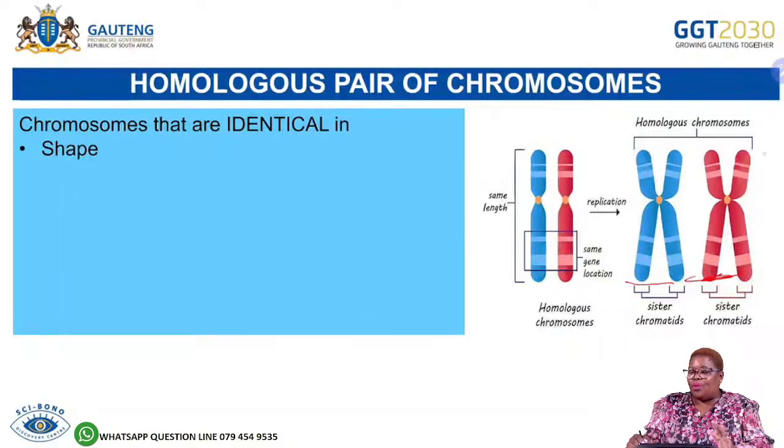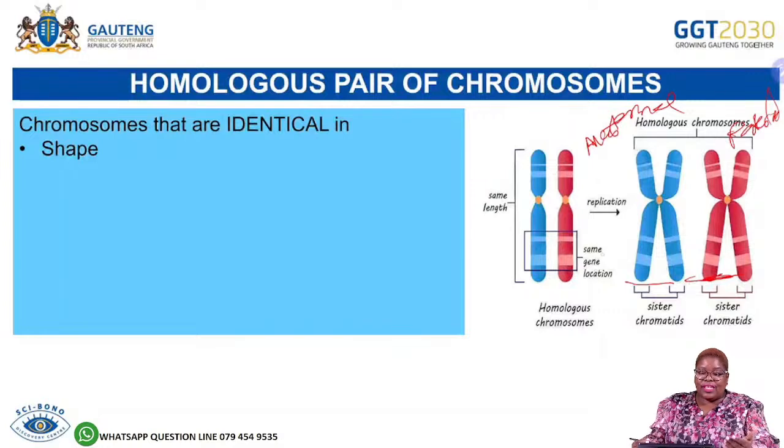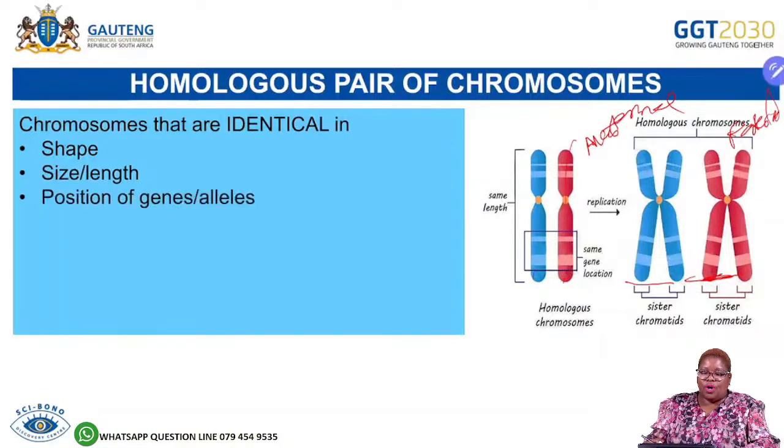One is from maternal, one is from paternal, right? One will be from maternal and the other one will be from paternal. So what we're saying is that the homologous pair of chromosomes should be identical. How are they identical? They are identical in shape. They've got the same shape. Look at this chromatid. They've got the same shape. They've got the same length. Look at their length here. Same length, right? And also, they've got the position of the genes or alleles.